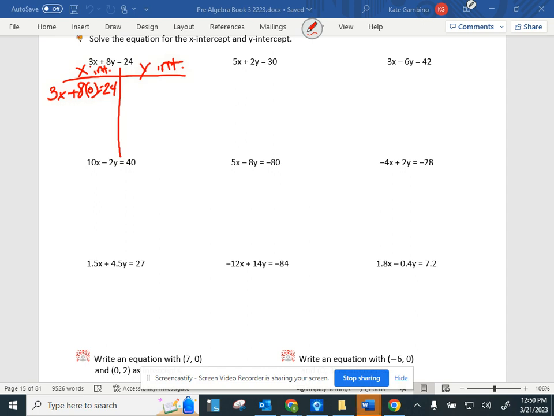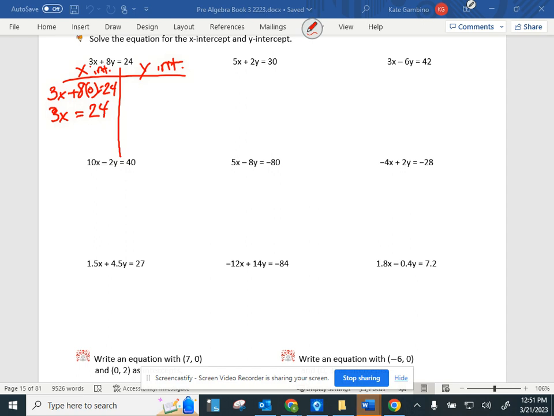Wait, is 3 times x or just 3x? Well, 3x means what? 3 times x. We don't have to put the multiplication symbol because we know when a number is outside of the variable, it means we're multiplying. So 3x stays the same. What is 8 times 0? 0. So it's 3x equals 24. I don't need to say plus 0.